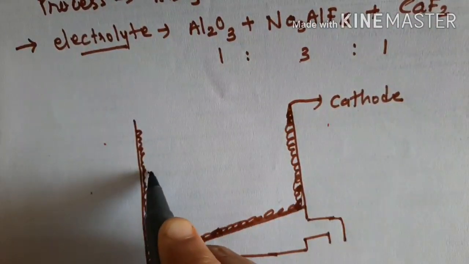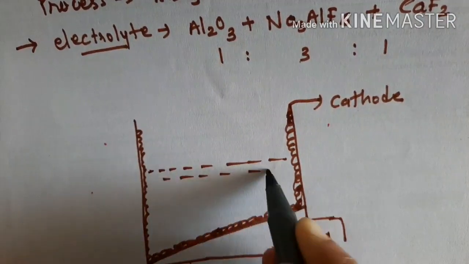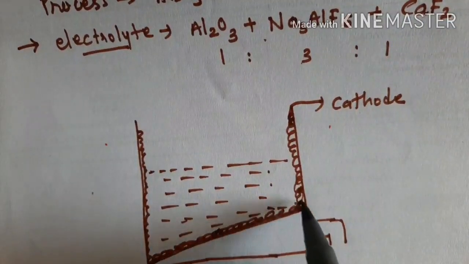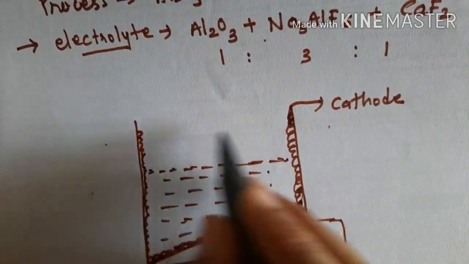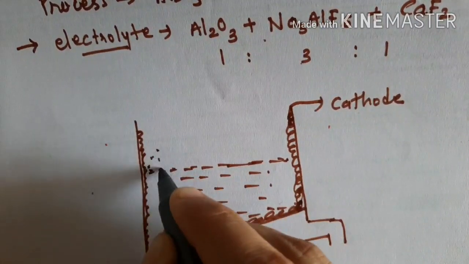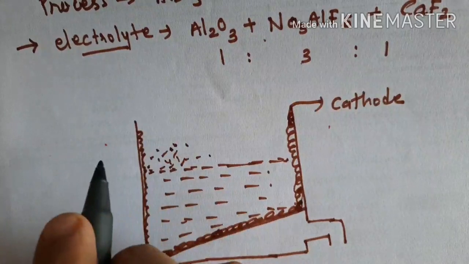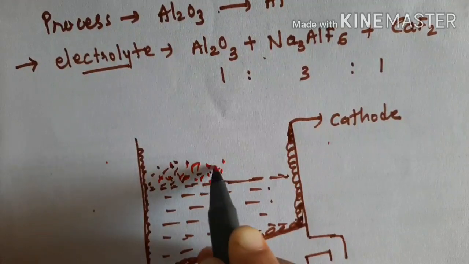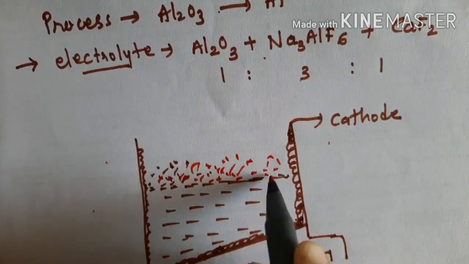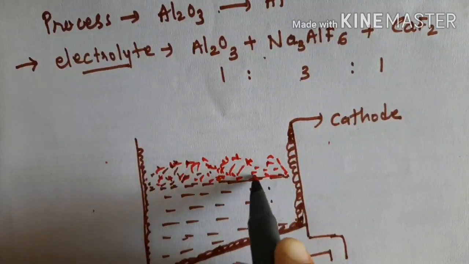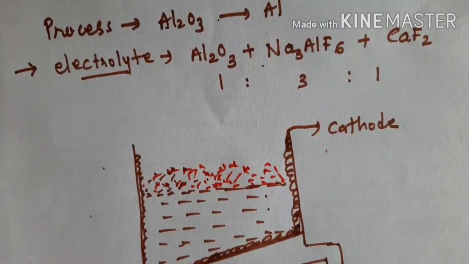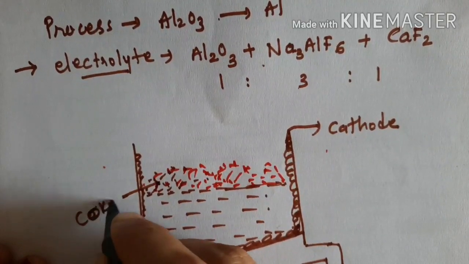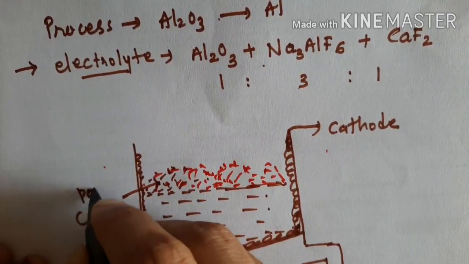Now we fill the electrolyte, this mixture, into it. On the surface of this electrolyte we add a thick layer of coke powder. Now why do we have to add coke powder on the surface of the electrolyte?